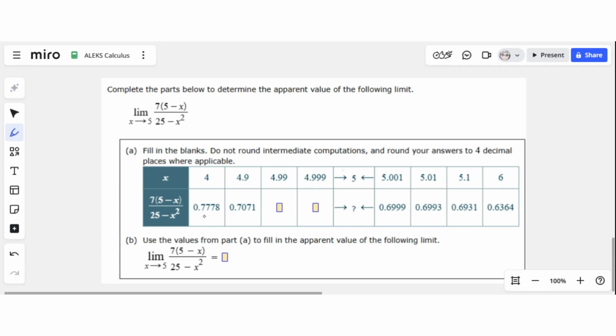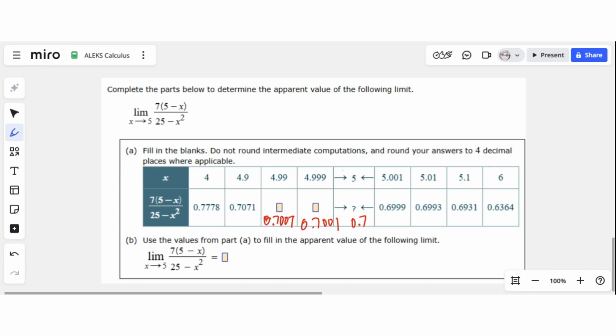From the left, they plugged in a 4, they got 0.77, then a 4.9, 0.707, and 4.99 and 4.999, much closer to 5. We're going to have to plug in ourselves. I've done that calculation, and the 4.99 gave me 0.7007, and then the 4.999 gave me 0.7000. So as you can see from the left and from the right, these are all getting closer and closer to 0.7. So I think we can say that that's what the limit is going to be there.